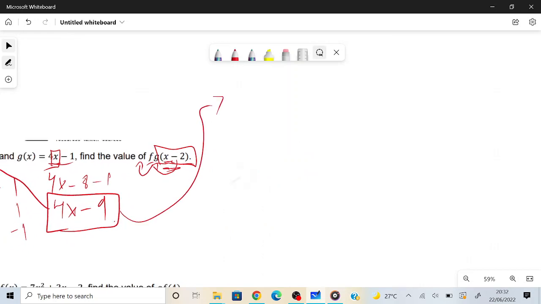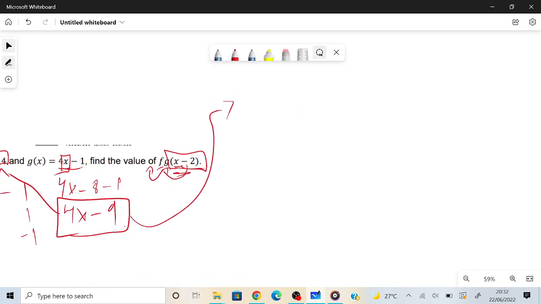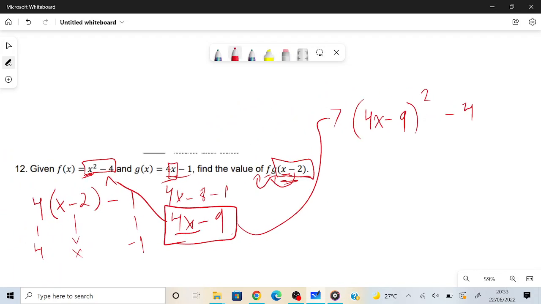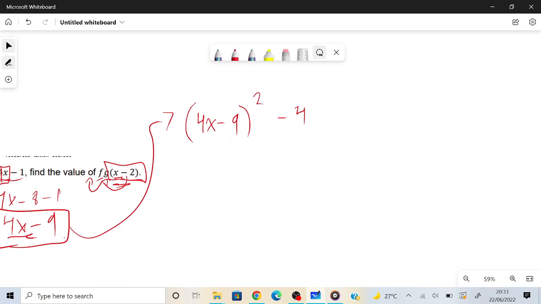Our f is x squared minus 4. So this just simply becomes 4x minus 9 squared minus 4. All we've done is replace the x over here with 4x minus 9. So doing the necessary, we expand this: 4x minus 9 into 4x minus 9, minus 4.